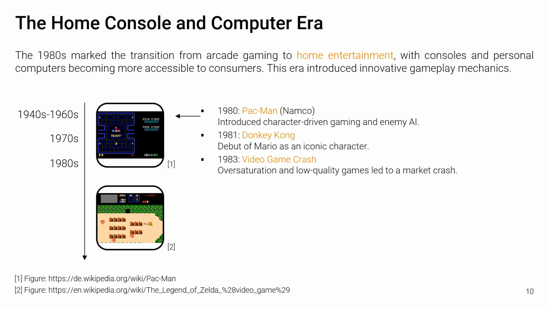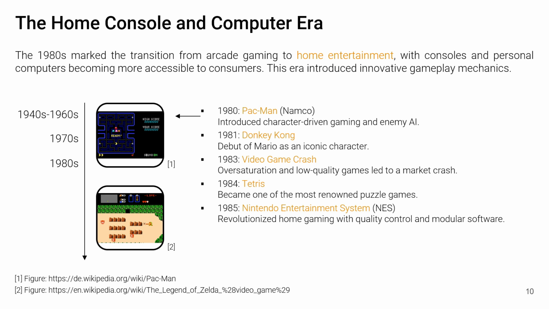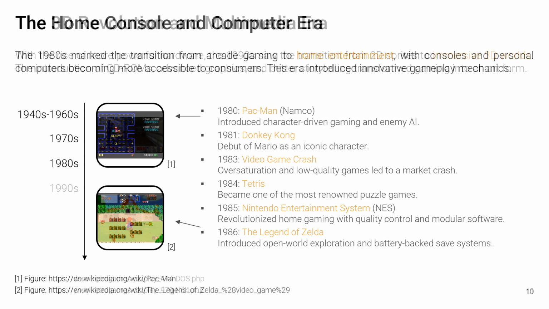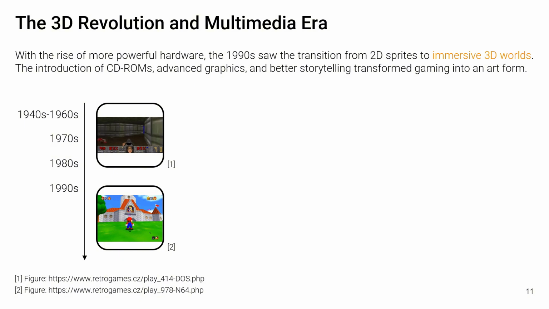A financial collapse in the games industry in 1983 was short-lived. In 1984, Tetris, a game that most people are probably also familiar with, saw the light of day. The Nintendo Entertainment System has been on the market since 1985. Since the release of The Legend of Zelda in 1986, open-world exploration has been introduced and battery-based save systems are possible. With the rise of more powerful hardware, the 1990s saw the transition from 2D sprites to immersive 3D worlds.